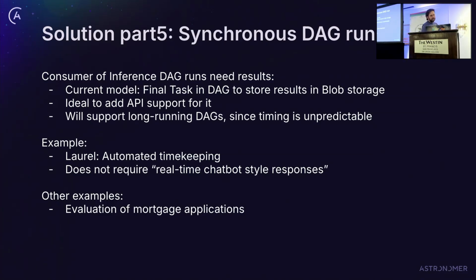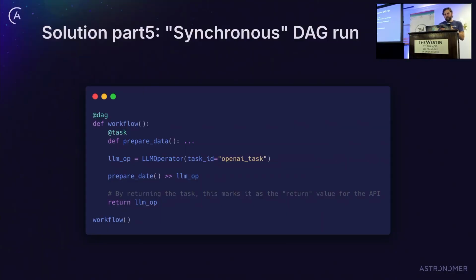So one of the things that we are thinking about doing is pretty much the last line down here where it says return LLM op. This is a way for the DAG author to say, this is the bit that's interesting of my DAG. This is what you should return to the caller. This is all just an idea at this stage, so there's plenty of scope for changing this, for coming up with other ideas. But it puts the emphasis on the DAG author to say, here's what people want.